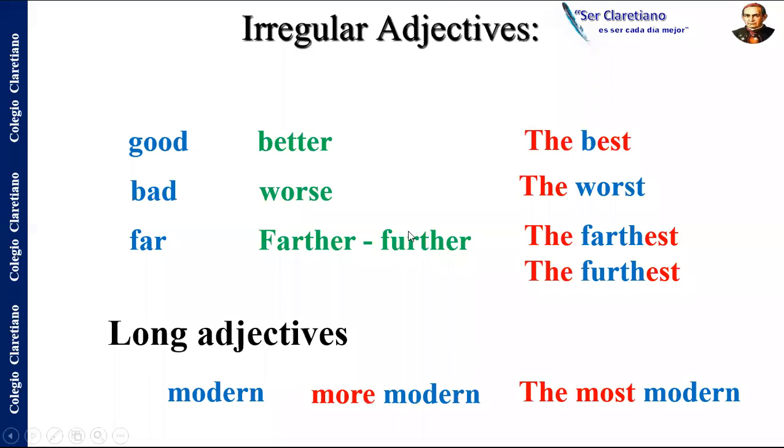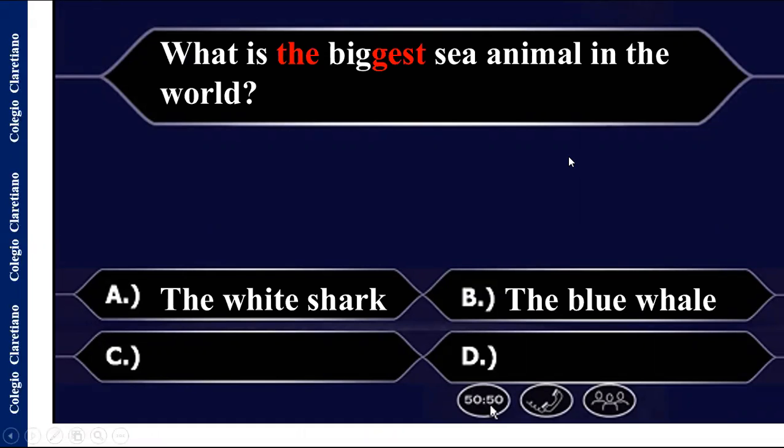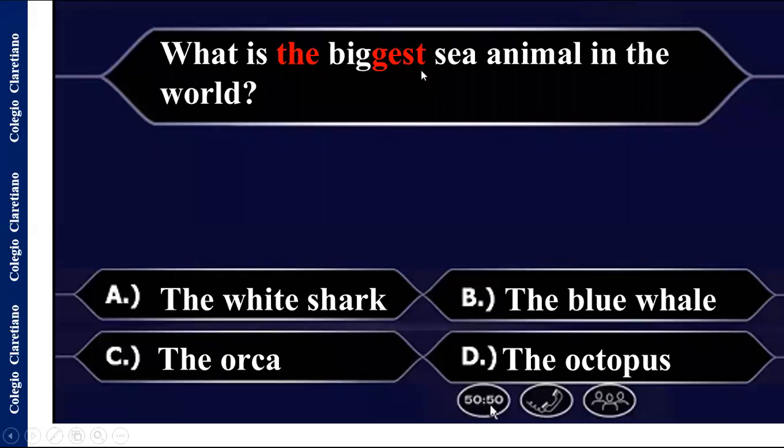Now let's continue with the game. Boys versus girls. The boys had 500 points yesterday, and the girls 600 points yesterday. Let's answer this question. If you want to participate, raise your hand. Let's start with the boys. This is a question for boys, with superlative. What is the biggest sea animal in the world?